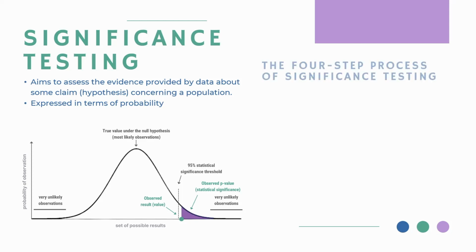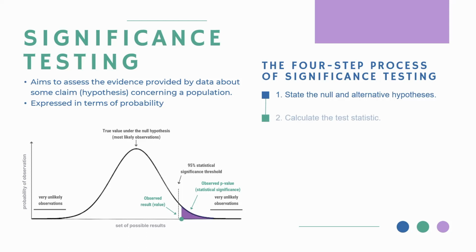So there are four main steps in significance testing. First is to state your hypothesis. Then, we have to calculate our test statistic. We can use different statistical software to do this, or we can simply substitute values into their respective formulas.